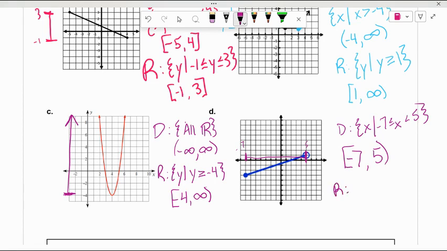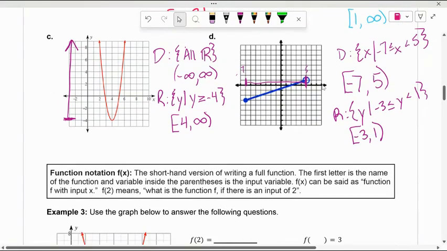And our range, our lowest y value is -3, and our highest y value is 1. So -3 to 1. It can be -3 because we got a shaded in circle, but it can't be 1 because we have an open circle there. And interval notation would be -3 bracket to 1 parenthesis. That's our interval notation and set builder notation. Really going to focus on the interval notation.